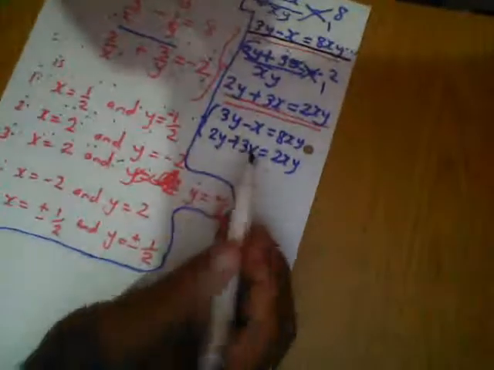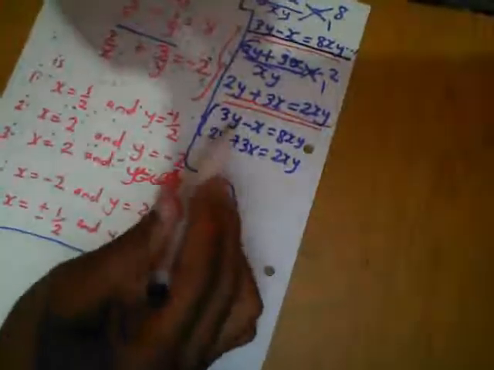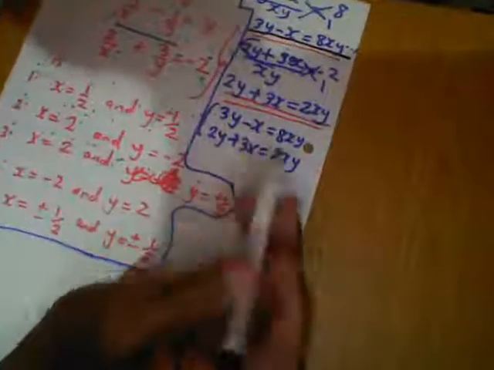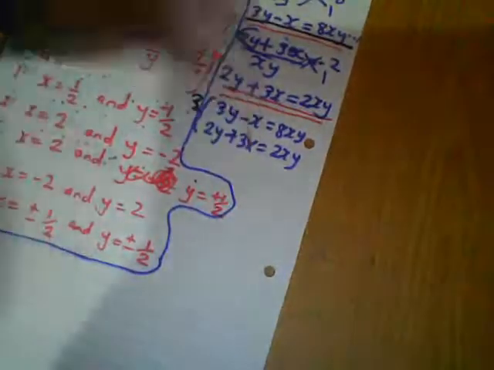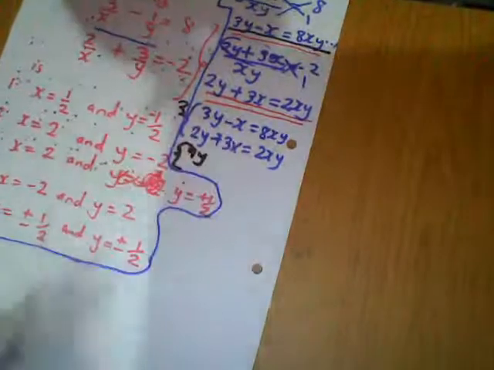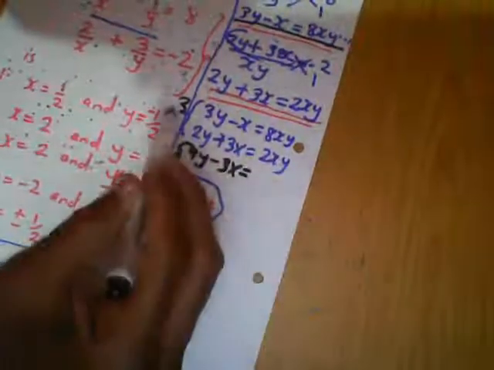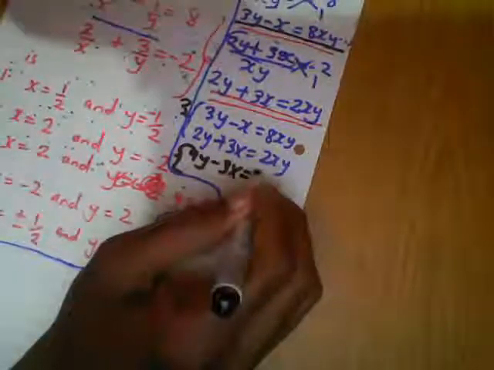So for that case now, let me eliminate x. So this is 3y, this 2y. This is x and this is 3. So I'm going to multiply the first one by 3, so that I'm going to have a 3x. So then it's going to become 3 times 3, 9y, and then 3 times negative x, negative 3x, equal 3 times 8xy, which is 24xy.